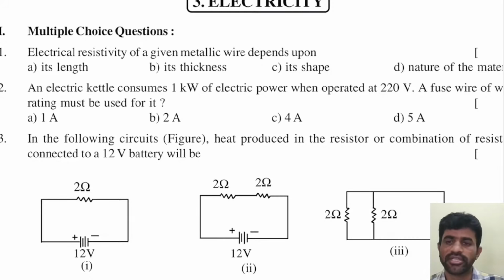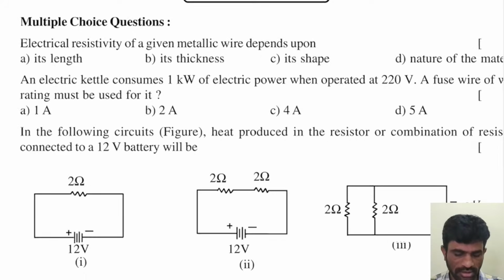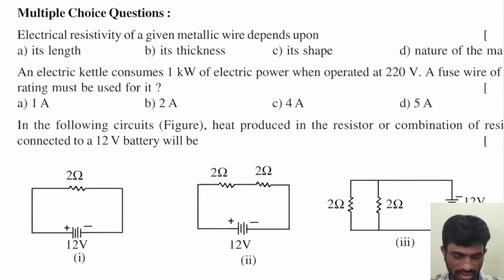Okay, let us see the first question here, MCQs. These are MCQs in electricity. Electrical resistivity of a given metallic wire depends upon what? Resistivity of a conductor depends on what?